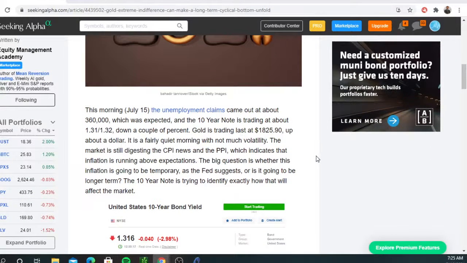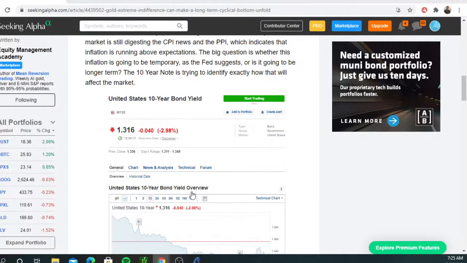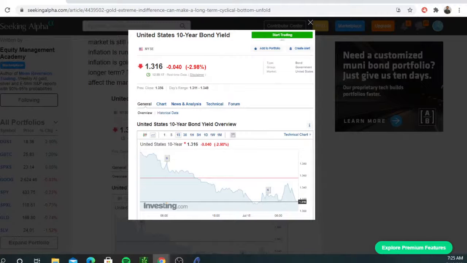This morning, July 15th, the unemployment claims came out at about 360,000, which was expected, and the 10-year note is trading at about 131, 132, down a couple of percent. Gold is trading at about 1825.90, up about $1. It is fairly quiet this morning with not much volatility.